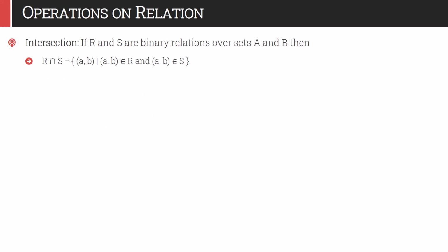Intersection of relations. If R and S are two binary relations defined on sets A and B, then R intersection S is defined by the set of all pairs (a, b) such that (a, b) should be present in relation R and it must be present in relation S as well. So consider relation R is {(1,1), (2,2), (3,3)} and relation S is {(1,1), (1,2), (1,3), (2,2), (2,3), (3,3)}. So the common elements from both will be part of the intersection of both relations. That is (1,1), (2,2) and (3,3).